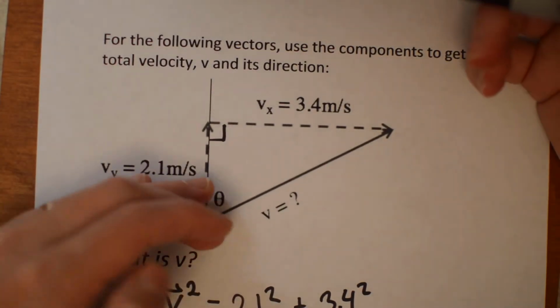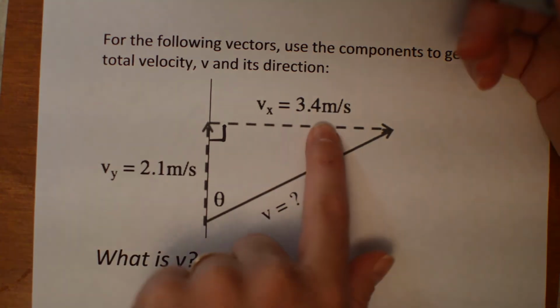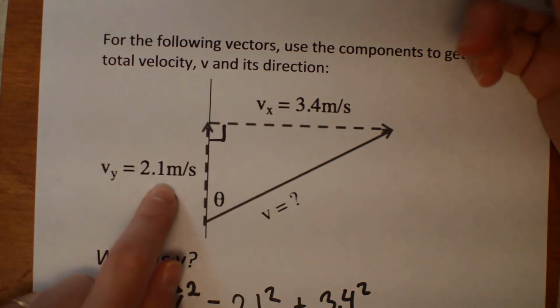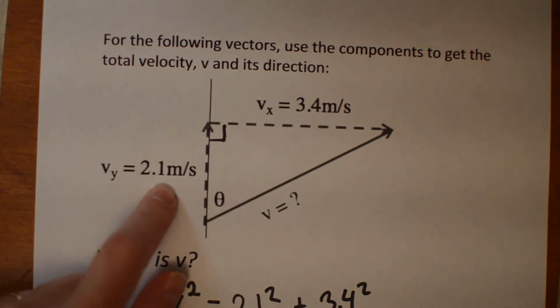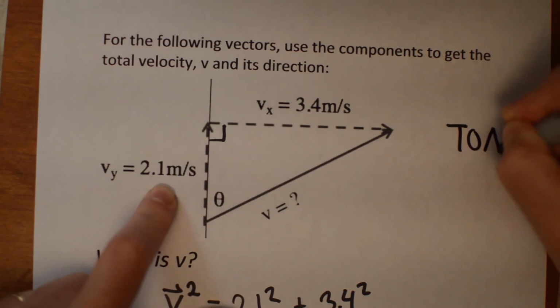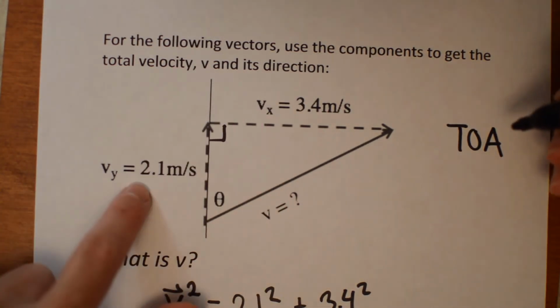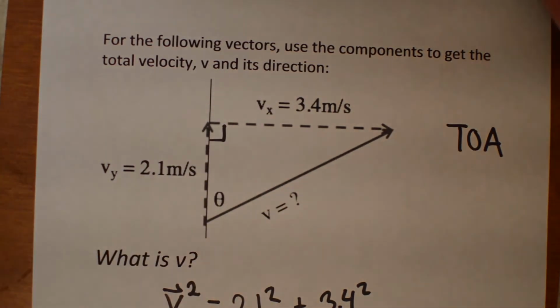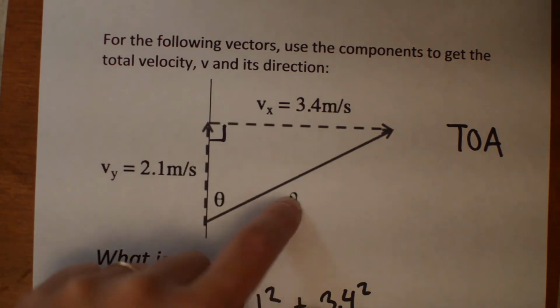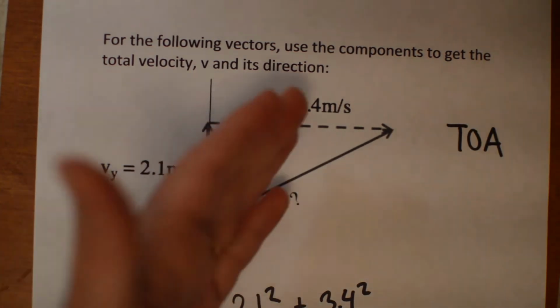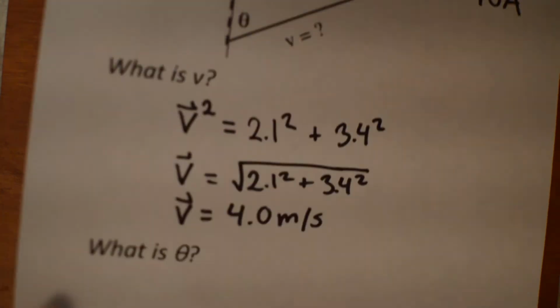Best to go back to your picture, see what you know. You know the opposite side, and you know the adjacent side. So it seems to make a lot of sense to use the TOA part of SOHCAHTOA, opposite over adjacent. Of course, you could use sine or cos using your hypotenuse now that you know it, but it's just better to go back to what you knew at the beginning if you can.